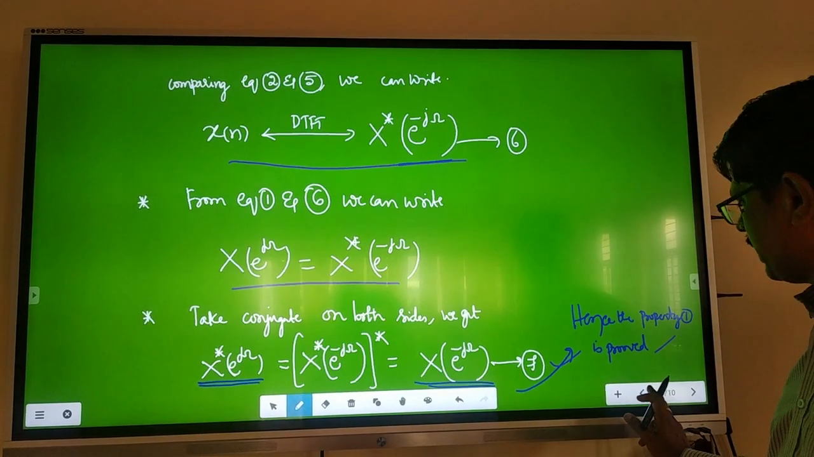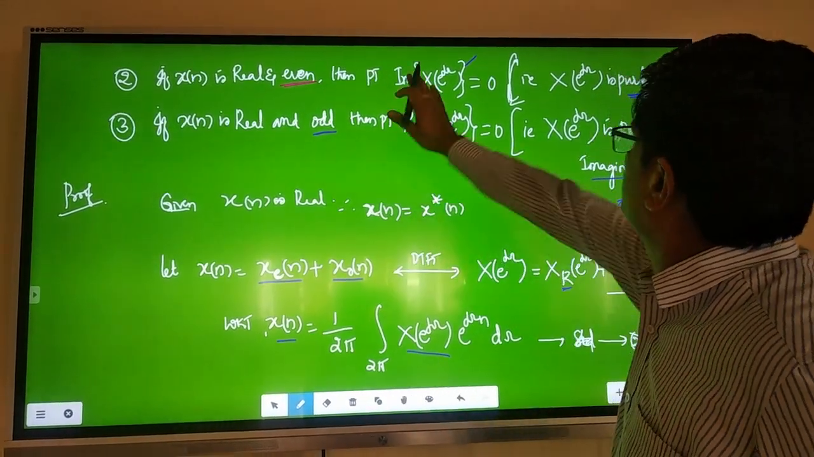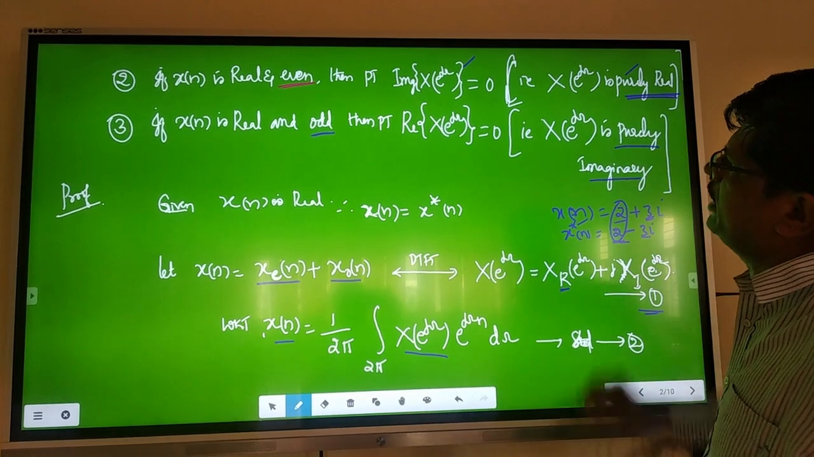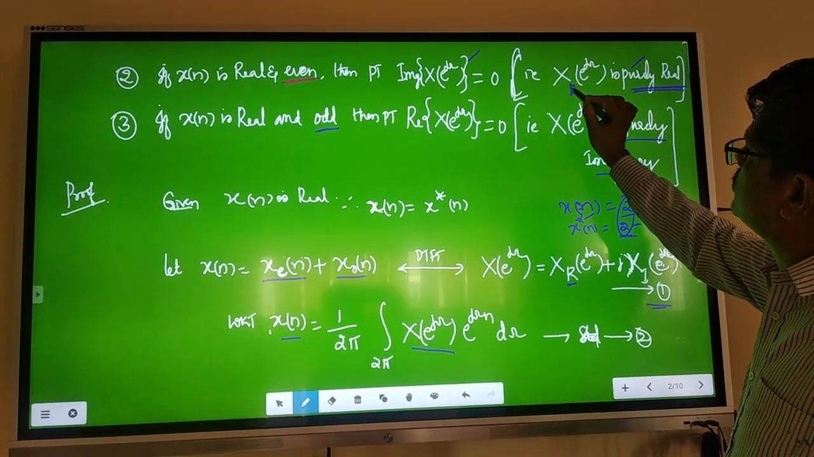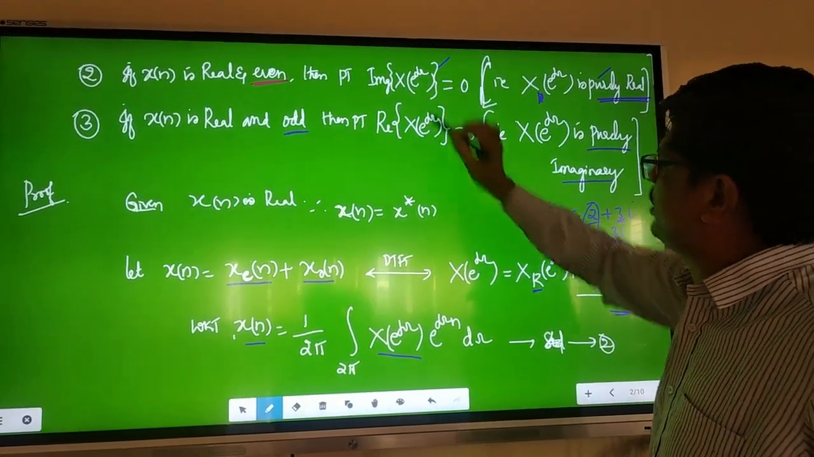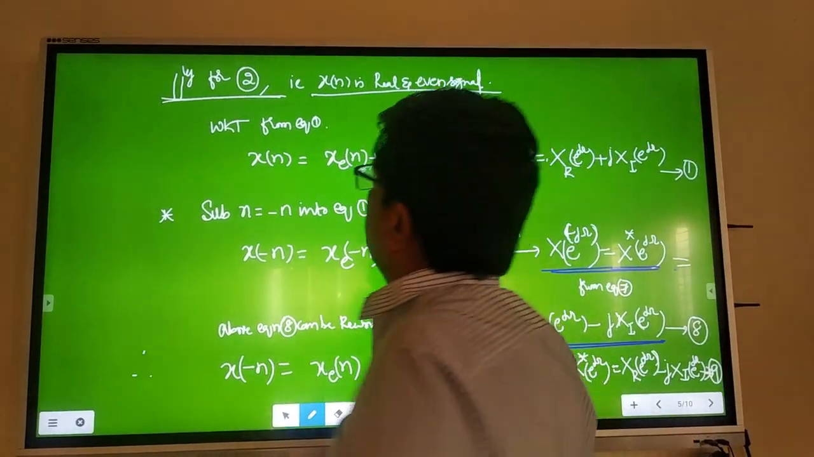Now I want to prove the second one. What does the second one say? Very simple. If x of n is real and even, then prove that only purely real terms you will get in x of e power j omega. Only real you will get; imaginary becomes 0. It is easy. Let us see now.